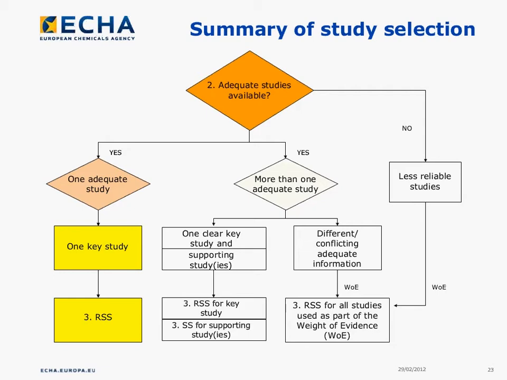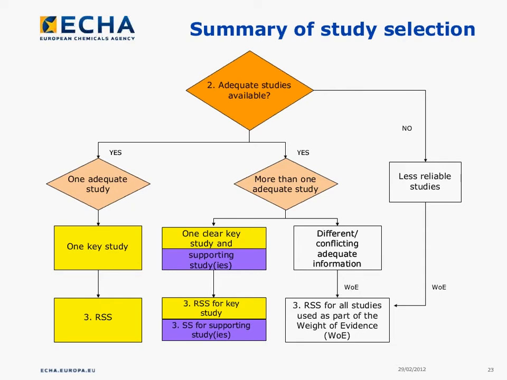In the instance in which you will have more than one adequate key study, we have again two possible options. The first one is that from the pool of your studies, you can identify one clear key study, and the rest of your studies represent a supportive study to the key study. In this instance, the robust study summary is needed for the key study, and the study summary is needed for the supporting studies, except for those situations which we have explained previously.